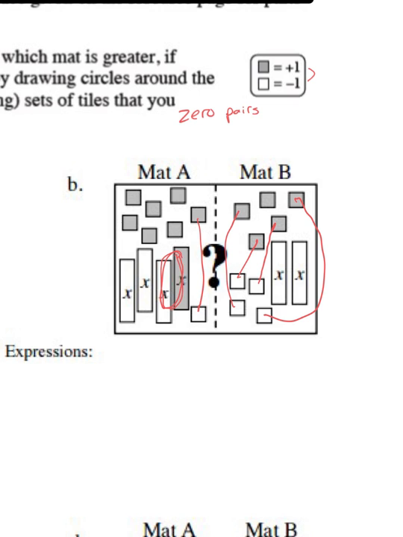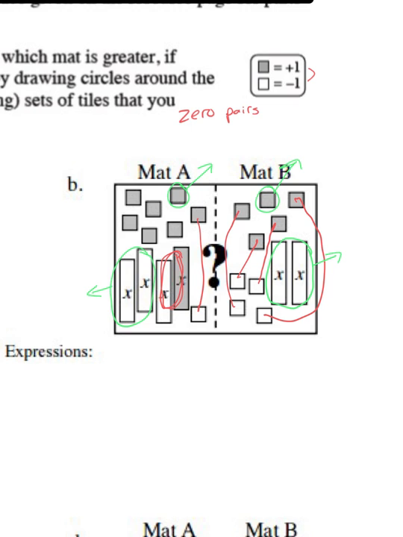My next step is teeter-tottering, which means I'm going to take away the same thing from both sides at the same time. So I can take away both of these negative x tiles and both of these negative x tiles. And I could also take away one of the positive 1 tiles. And that would be my complete simplification. There's nothing else that I can get rid of.